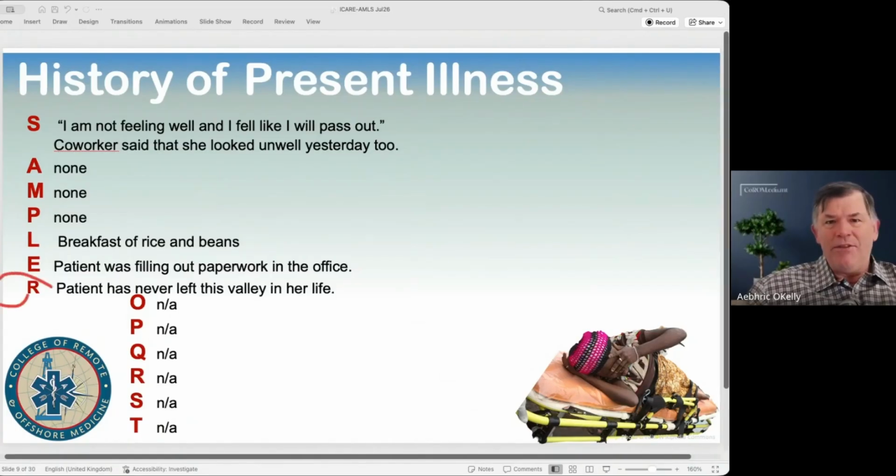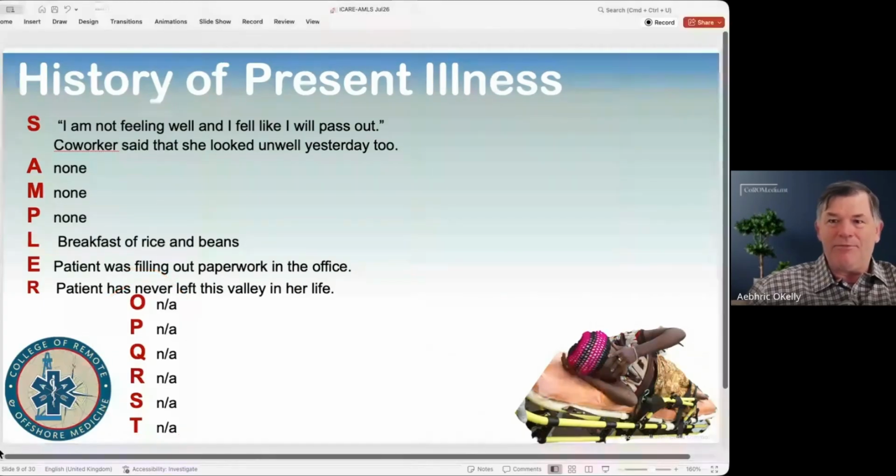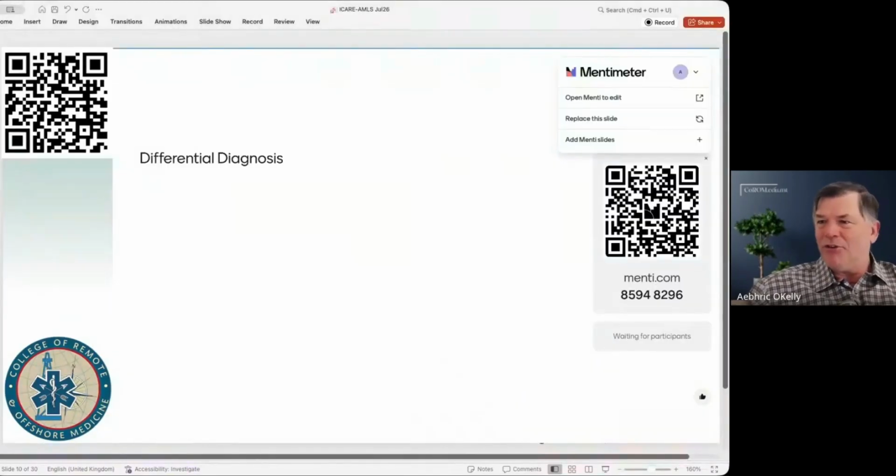And then the R. This is a big, big thing that we're looking for is recent travel. So she has never left this valley in northern Ghana ever. We're not quite getting an OPQRST on her. So we're getting some red flags, but this is differential diagnosis.